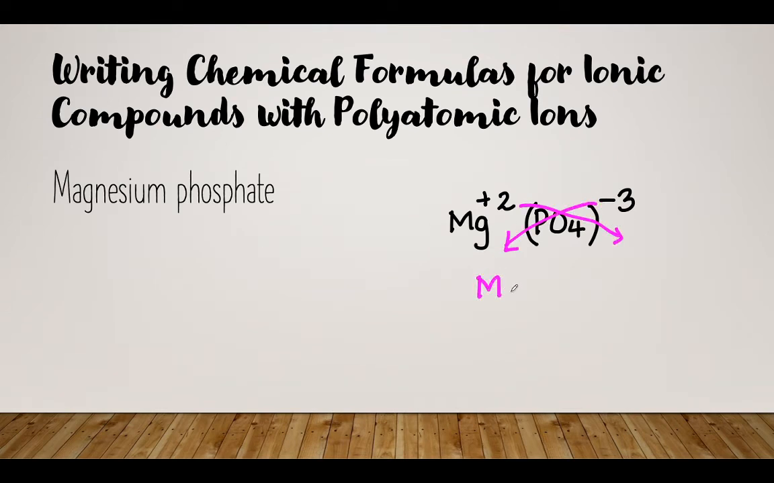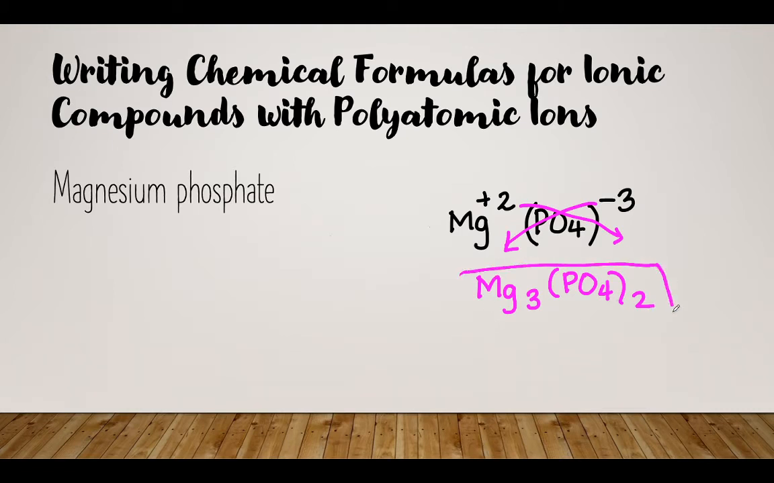So Mg3, PO4, 2. And this bracket is very important because it shows how many of the PO4 there are. If there isn't a bracket around any polyatomic ion, you know that there's just one of them. So right now, the formula is Mg3(PO4)2. And that's it. That's our answer.